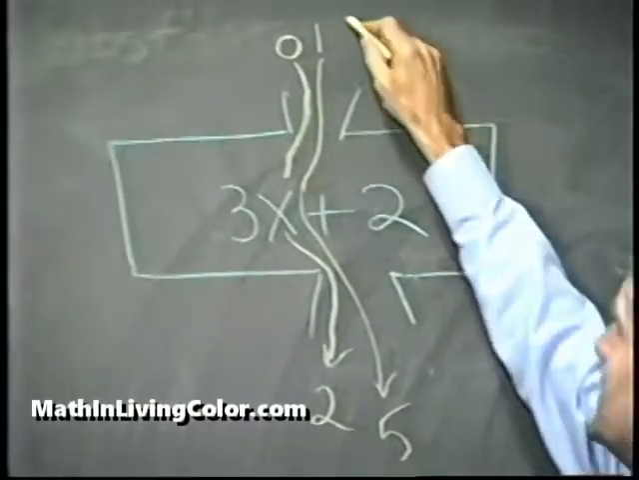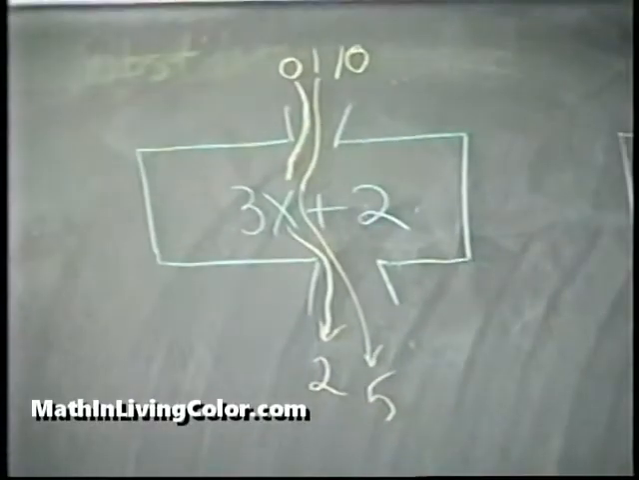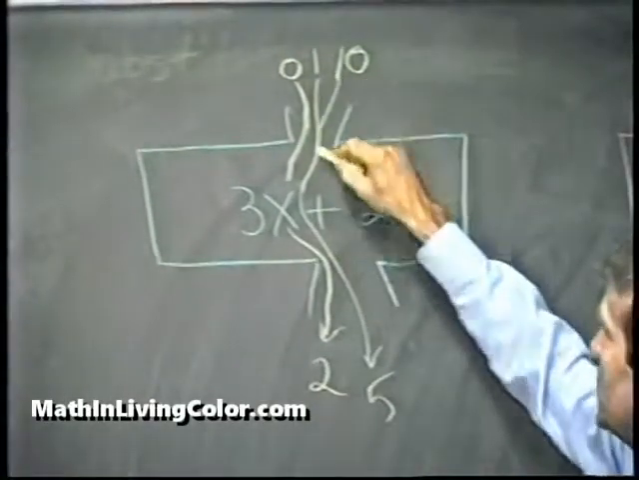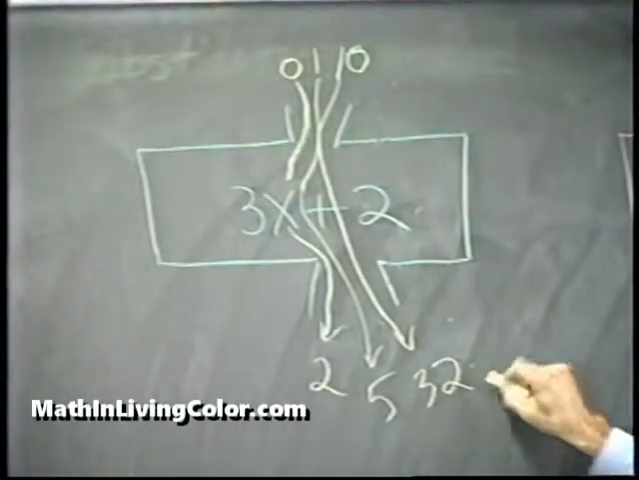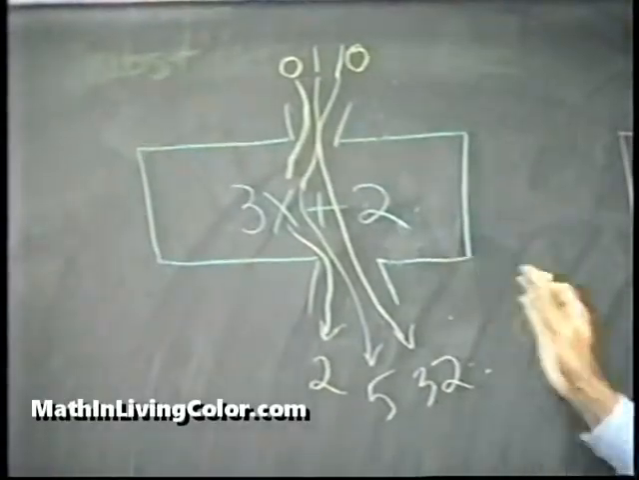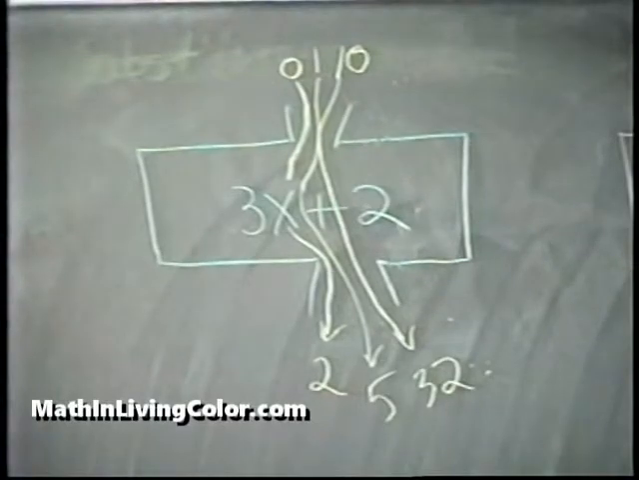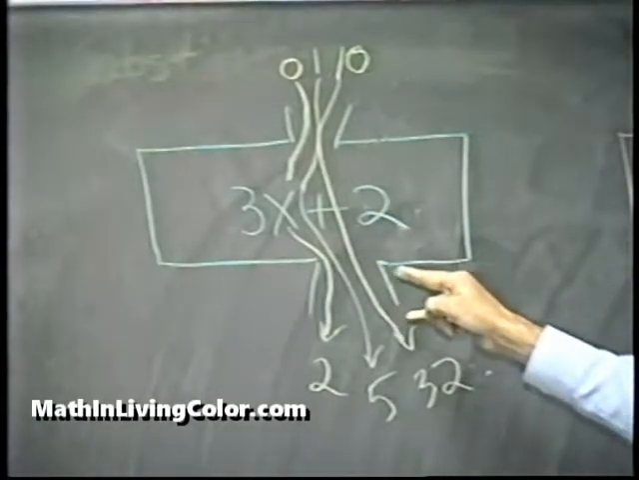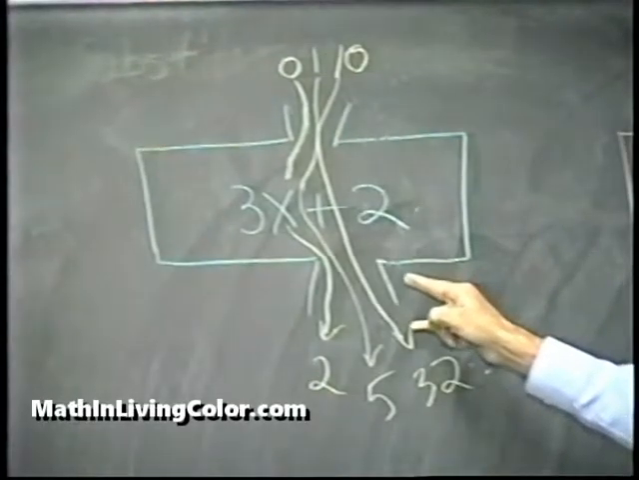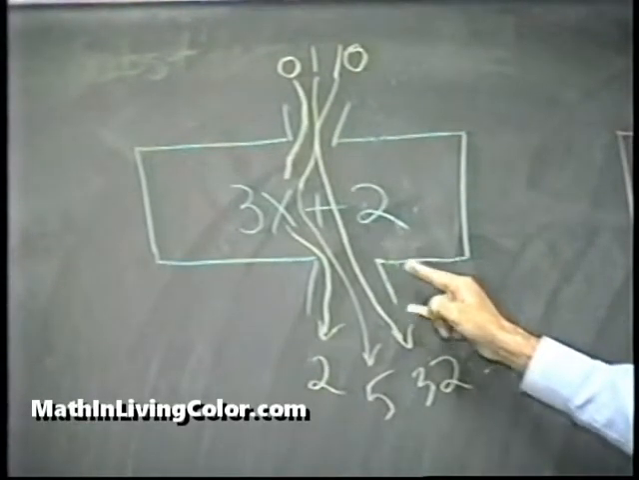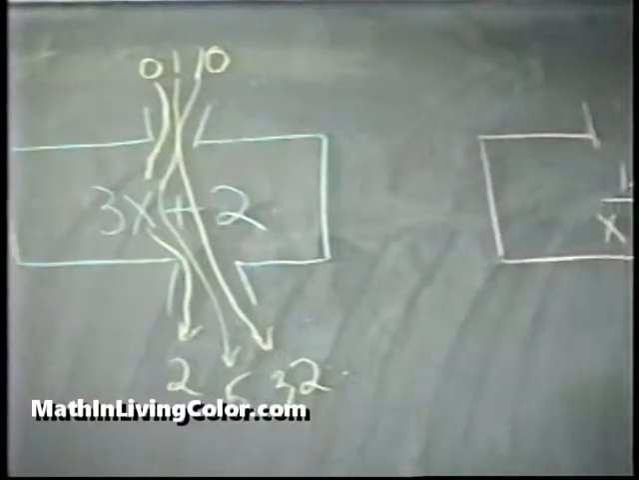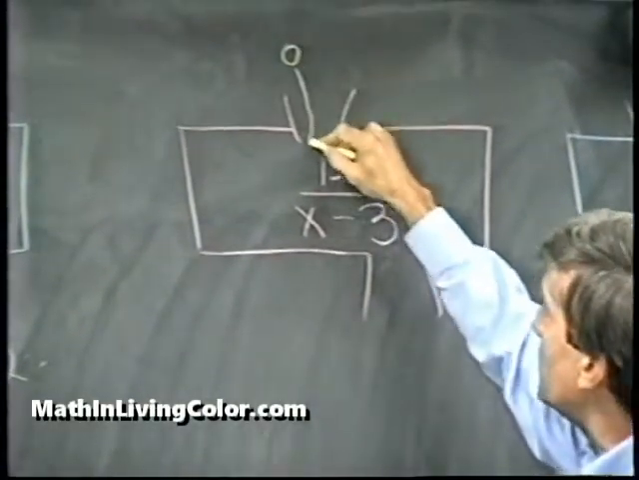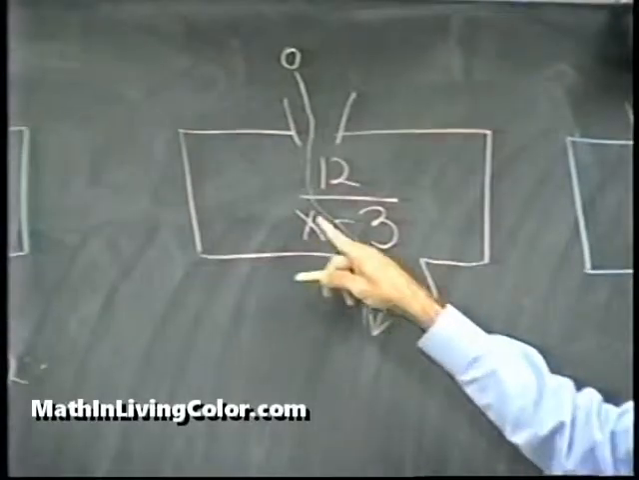What if I put 10 in the machine? What would come out the bottom? 30 plus 2 would be 32. Now the question I want to ask is, what numbers would be allowed to be put in this machine? You're allowed to put anything in that machine, aren't you? Now take the second machine, and what if I put in a 0 in the second machine? Put a 0 in place of the x, and what would you be calculating?